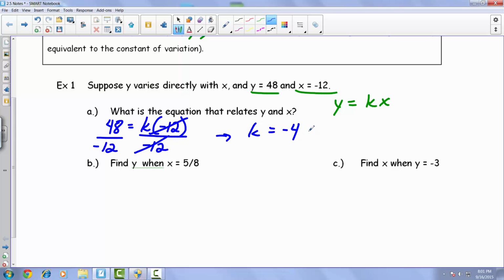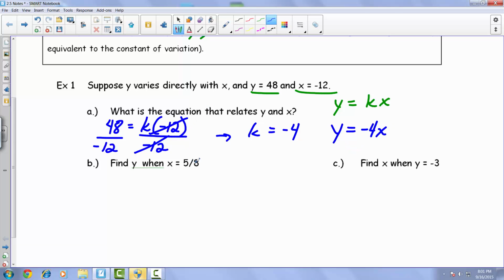But now we have to write the equation that relates x and y. So for whatever y value we're looking for, we at least know that our constant of variation is always going to be negative 4 times whatever x value we decide to throw in there.